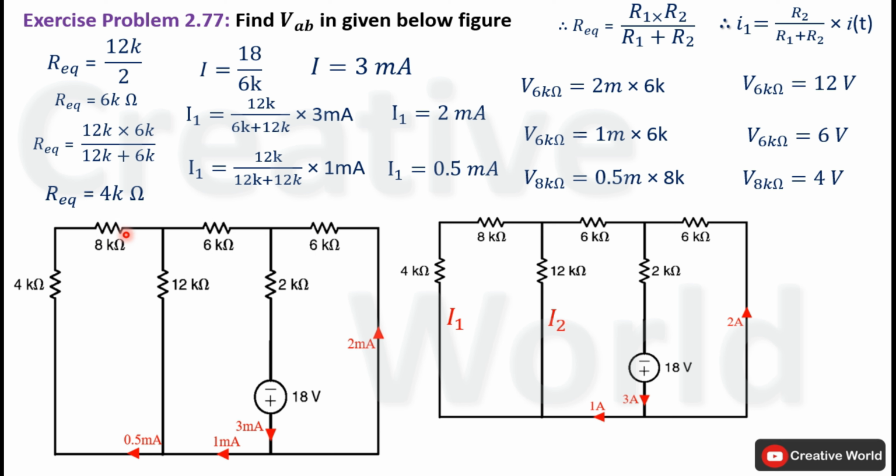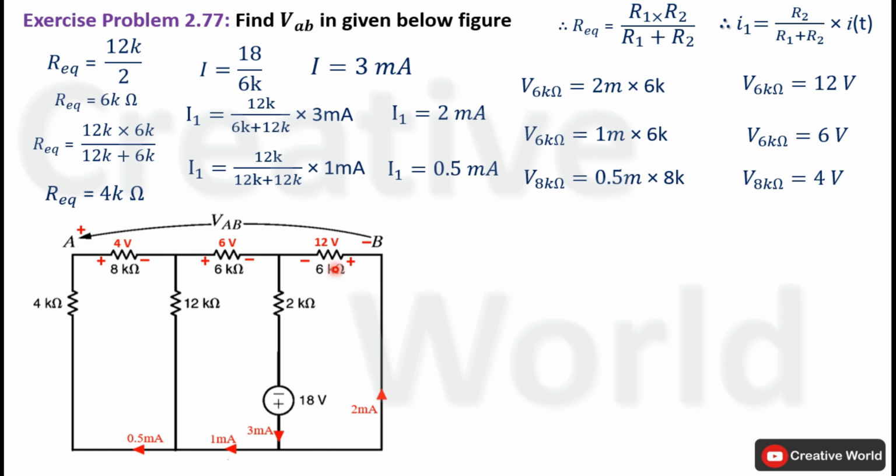Now modify the original circuit with calculated voltage along with their polarities. Voltage across these resistances along with their polarities is shown in this figure. Polarity notations across resistive elements is taken according to passive sign convention theory. According to this theory, current entering terminals are taken with positive sign and current leaving terminals are taken with negative sign. This 2 milliampere current was entering from this end and leaving from this end. Similarly, this 1 milliampere current was entering from this side of 6 kilo ohm resistance and leaving from this terminal of 6 kilo ohm resistance.